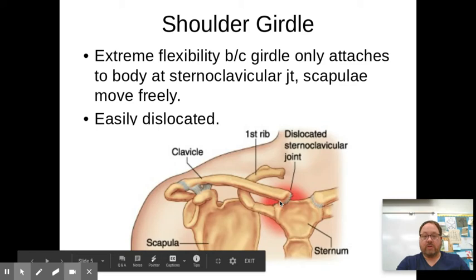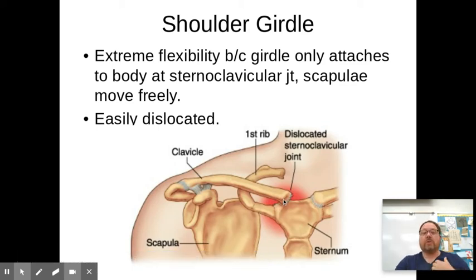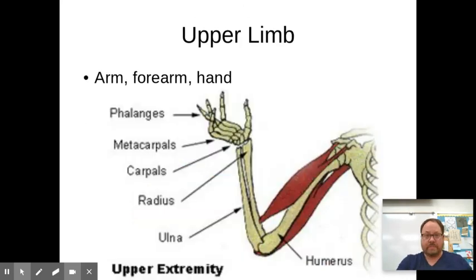Additionally, because the only thing holding your shoulder to the trunk of the body is this sternoclavicular joint, that can also get dislocated. So if people fall and hit the outside of their shoulder, that can dislodge that connection.